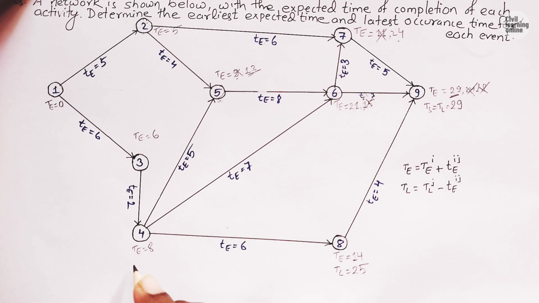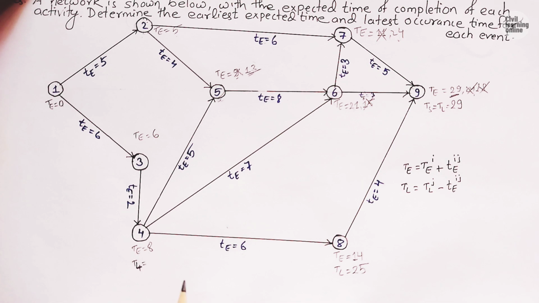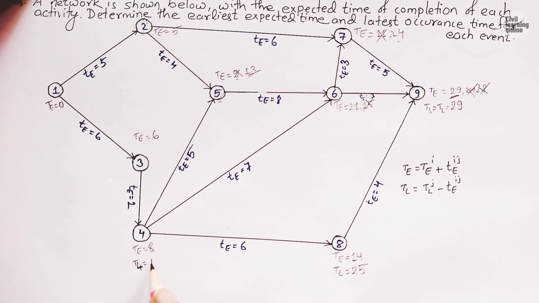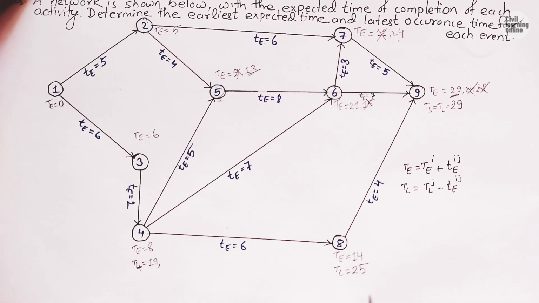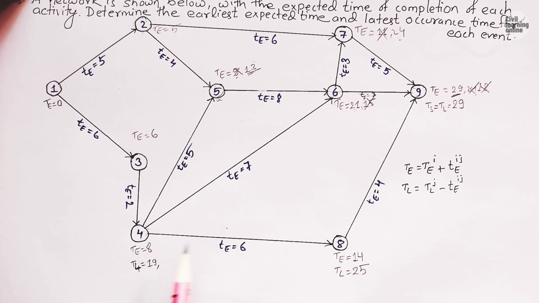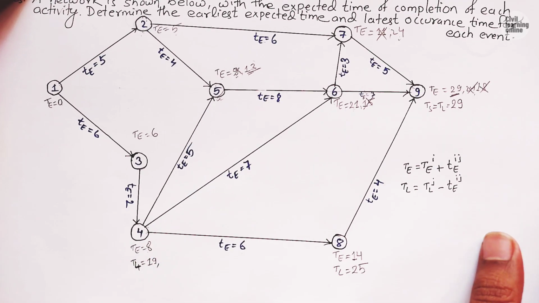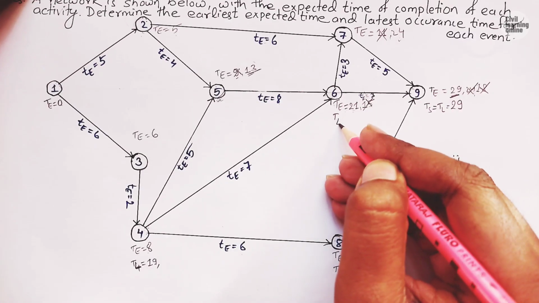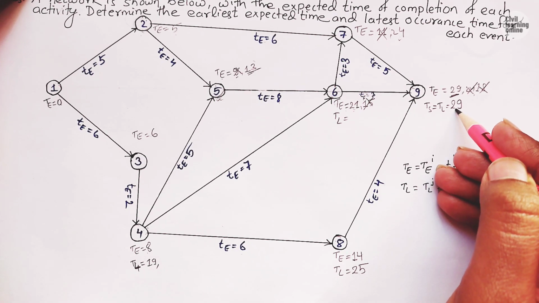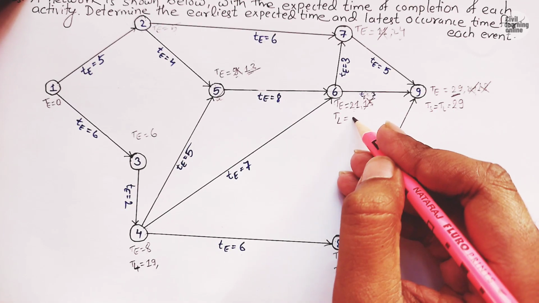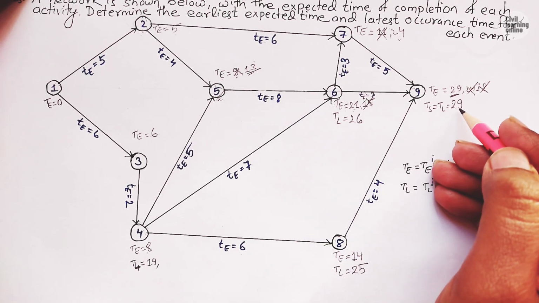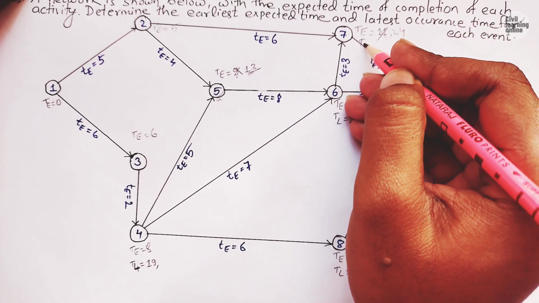Now TL of event 4. So subtract here, we will have 25 minus 6 is going to be 19. Similarly, here it has three successor events. So here it will have 3 TLs. So we have got one from here. Now one will come from here and one will come from here. So now here we have TL equals 29 minus 3 is going to be 26. Similarly, 29 minus 5 is going to be 24.